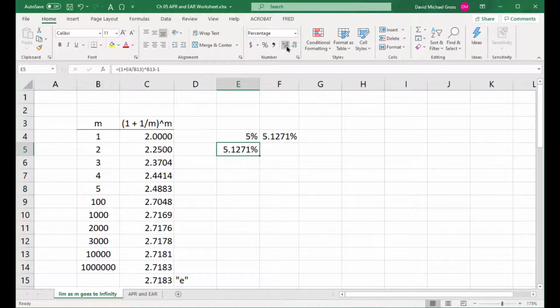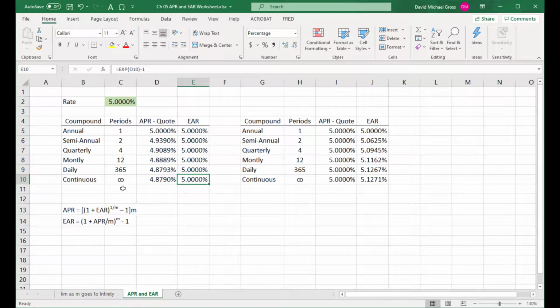So continuous compounding is something we'll talk about on this next tab. And so on this next tab, here I have my two equations, and I have a couple of tables. And I've entered 5% just as a base rate. And here's the idea, is that I have an annual compounding. A 5% APR quote is equivalent annual rate of 5%. But if I have a semi-annual compounding period, if it's compounded twice, then 5% EAR is actually equal to a quote of 4.9390.